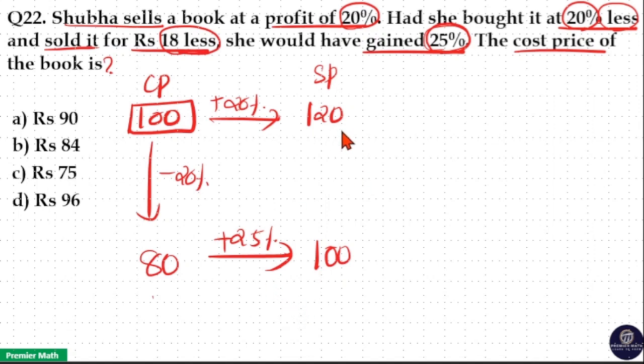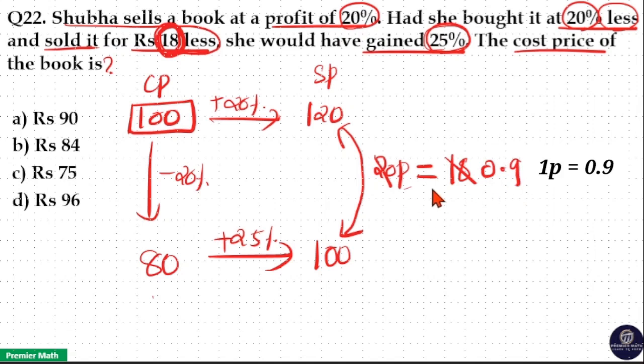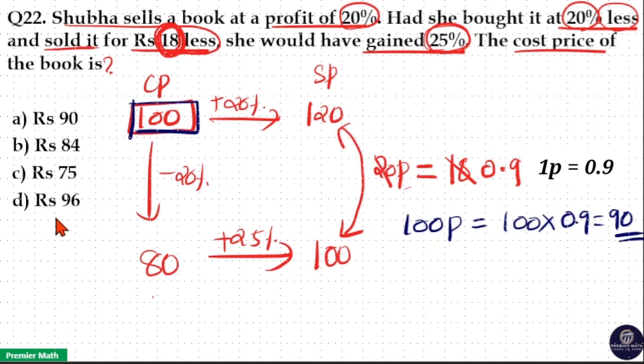Now you can see here the difference between these two selling prices is equal to 20 parts. And this 20 parts is equal to rupees 18. That is, here the selling price difference is 20 parts, but actually in the question it says 18 rupees is the difference. So 20 parts is 18, which means 1 part is equal to 0.9. If 1 part is 0.9, then 100 parts is the cost price. So 100 parts is equal to 100 into 0.9, which is 90 rupees. So option A is your answer.